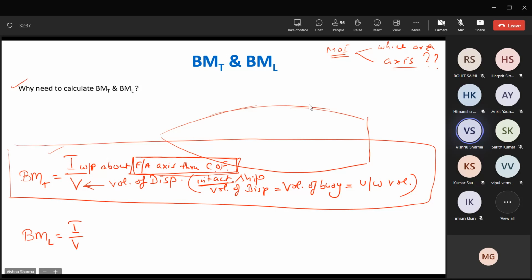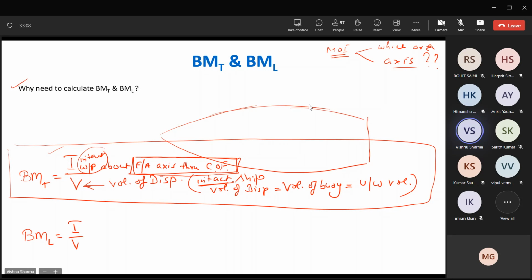What was the area of interest in center of flotation? It was the immersed area. What is the area of interest here? It's the intact water plane. You can use the word intact actually, intact water plane. So we'll not have a problem even when we start building in the next topic. So I is the intact water plane. Its moment of inertia about fore and aft axis through the COF.